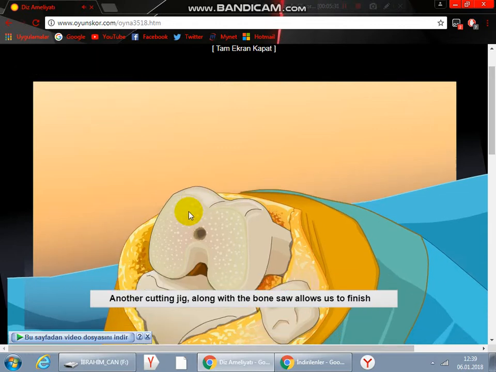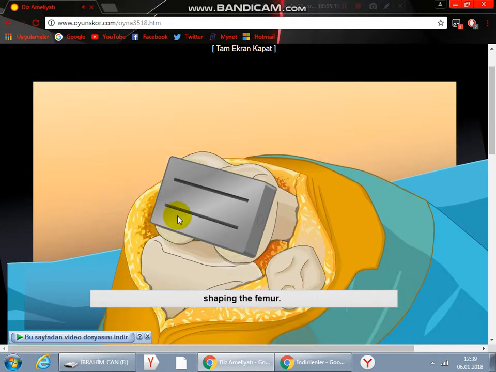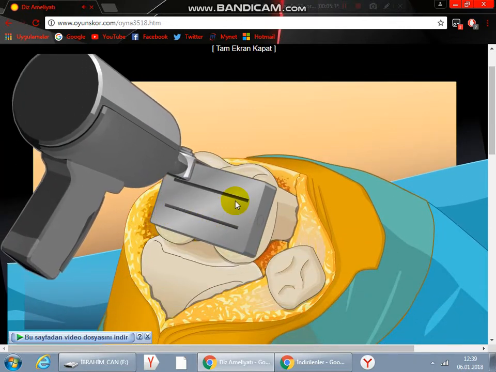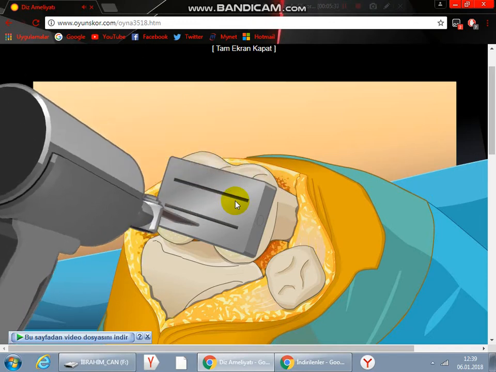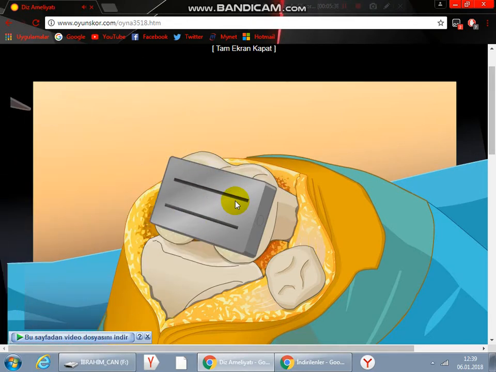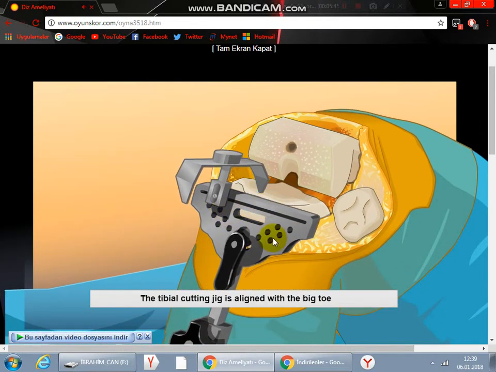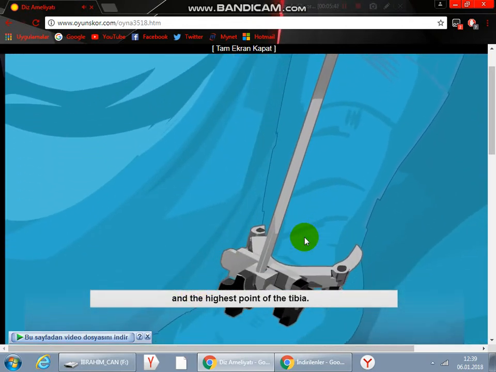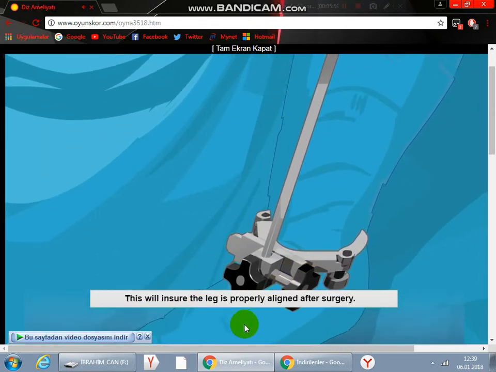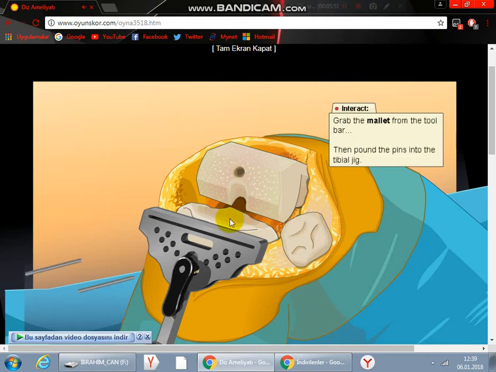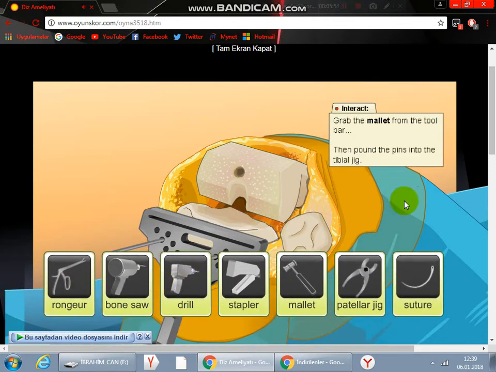Another cutting jig, along with the bone saw, allows us to finish shaping the femur. Let's move on and shape the tibia. The tibial cutting jig is aligned with the big toe and the highest point of the tibia. This will ensure the leg is properly aligned after surgery. Secure the jig in place with more pins.